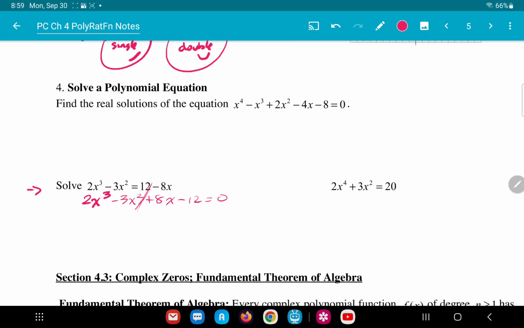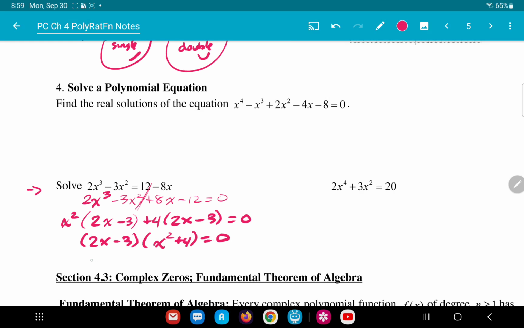I'm going to try factoring by grouping. I'm going to factor x squared out, and I'll be left with 2x minus 3. And if I factor a 4 out, I'll be left with 2x minus 3. Look at that. We can see that they both have 2x minus 3 in common. And what we're left with is x squared plus 4. And because of that, if these are equal to 0, we see that x is 3 over 2.